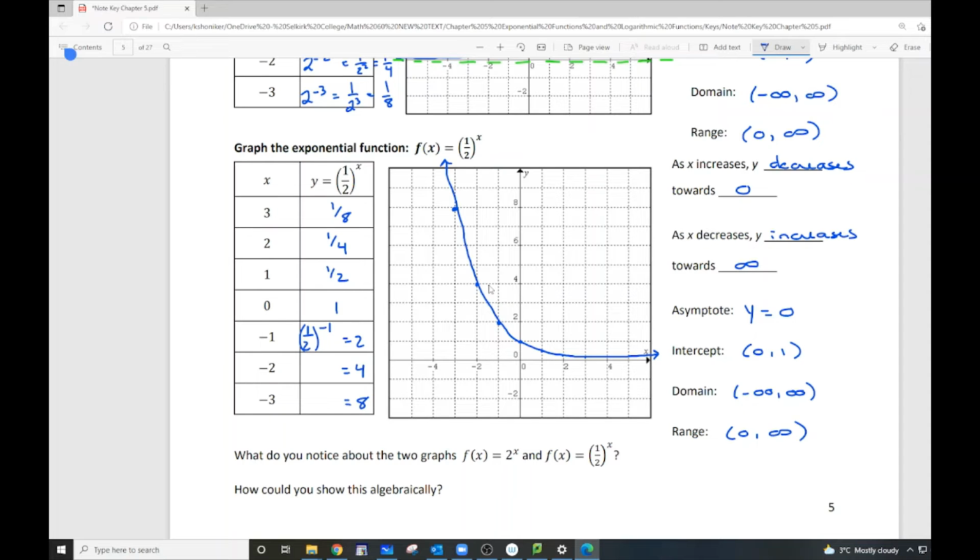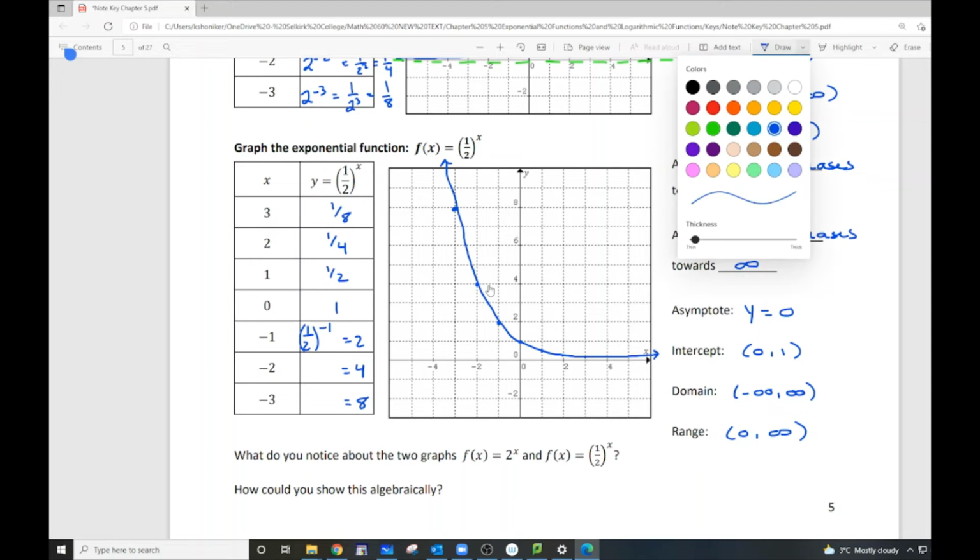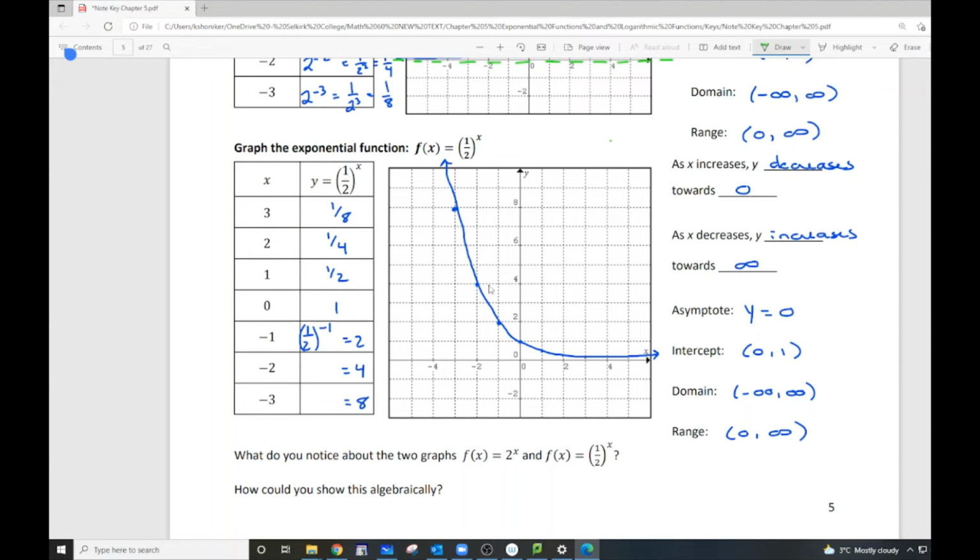So this blue graph is the graph of y equals (1/2) to the x. Just in the interest of seeing them in the same place, I'm going to graph y equals 2 to the x on the same grid. So if I do that, it's going to go to (1, 2), (2, 4), (3, 8), and then the other way, 1/2, 1/4, and 1/8.